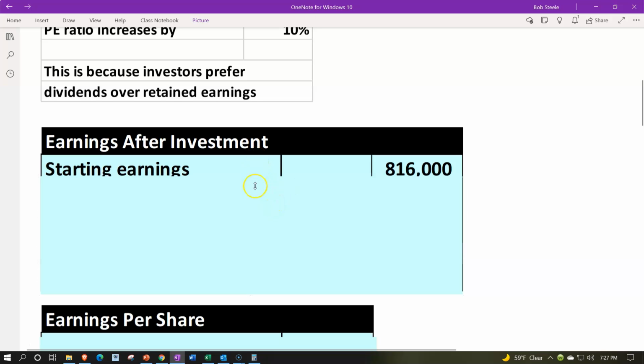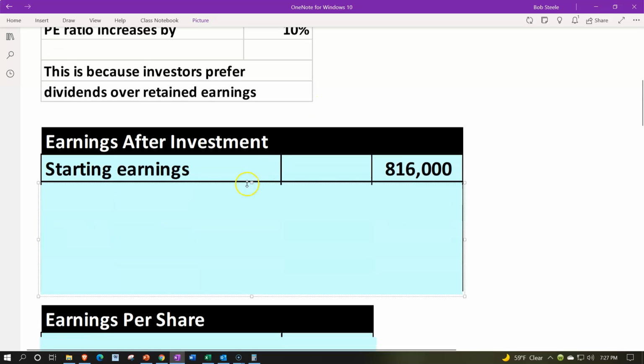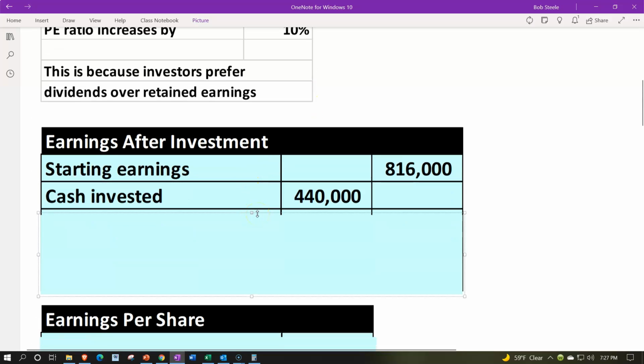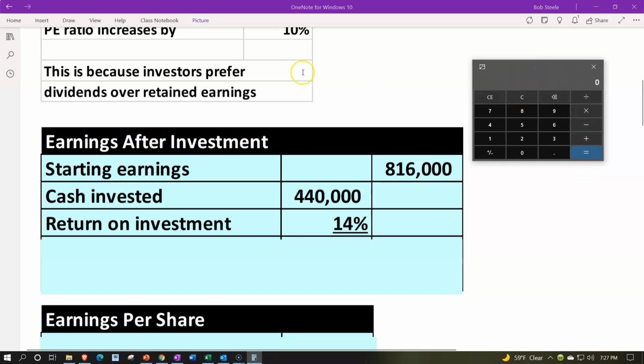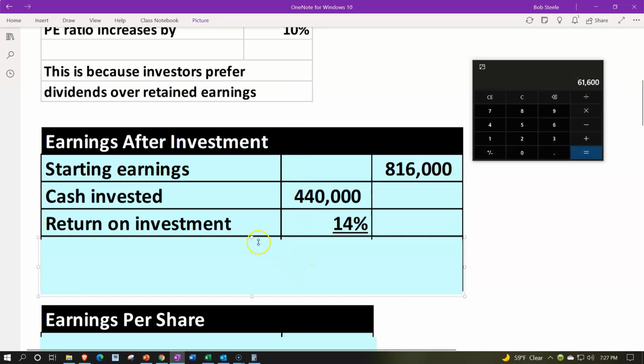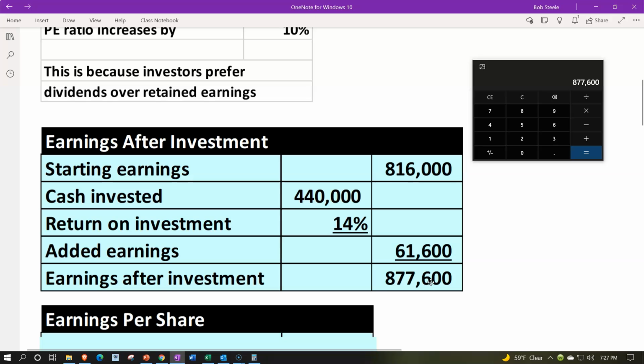If we were to take that money and invest it, we have the starting earnings. This is our net income in essence before we do this action, the $816,000. Then we're taking that cash, and instead of giving it out in dividends to the owners, we're going to reinvest it. We're going to get a 14% return on it. So therefore, we're going to get 440,000 times 0.14, or 61,600 of added earnings. We're going to add it to the earnings we had before, 816,000. That's going to give us 877,600 in earnings after that investment.